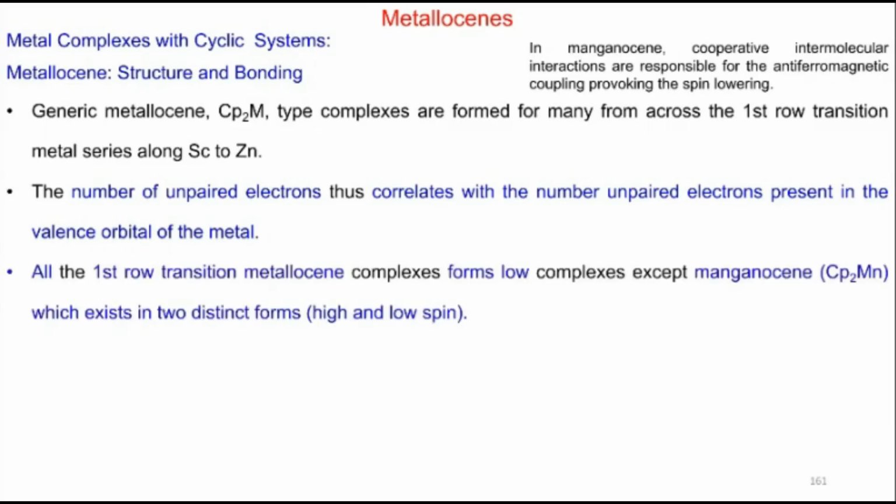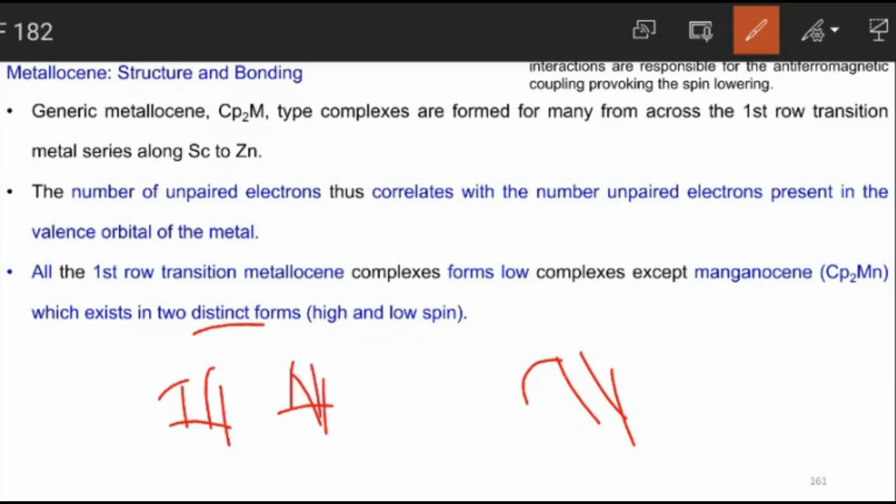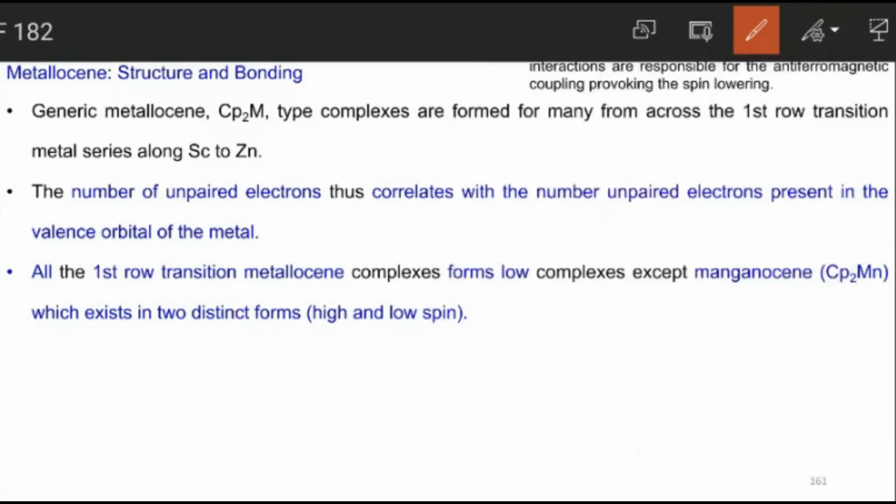All these sandwich compounds form low spin complexes. What is a low spin complex? Even if you have a pair of electrons here, it should be filled first and then it goes to the next level. If any other orbital is empty, we cannot go directly. We have to completely fill the orbital and then go. So all these sandwich compounds form low spin complexes, except only one, manganese.